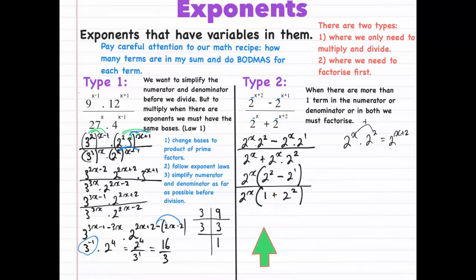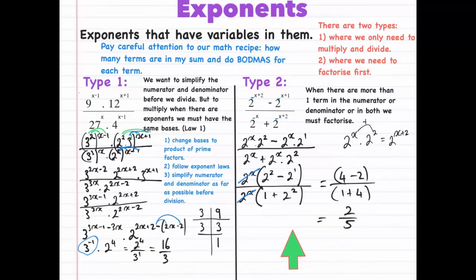Okay, so now we have one term, so we can start to divide. So that one and that one get cancelled because they're exactly the same thing. And this equals 4 minus 2 at the top, and at the bottom we have 1 plus 4. And that equals 2 over 5. And I am done, because now we just have numbers left. And see, that's how we simplified this one.